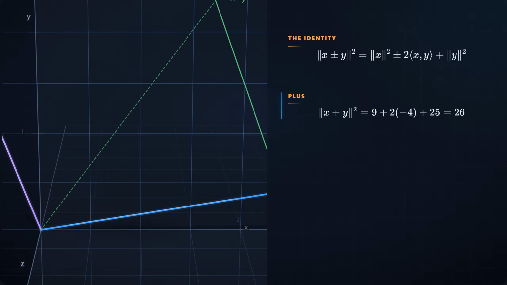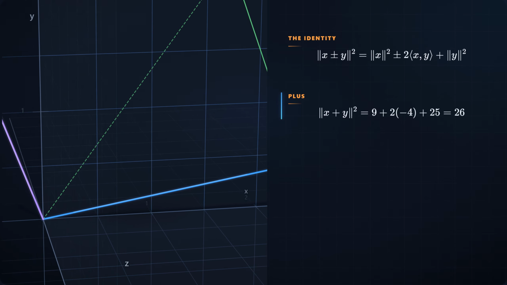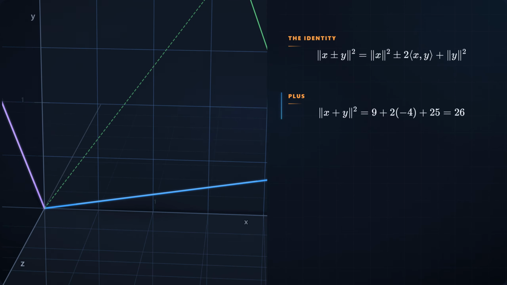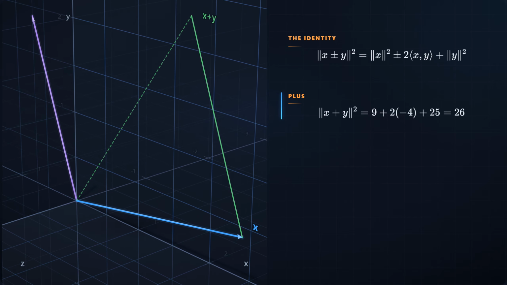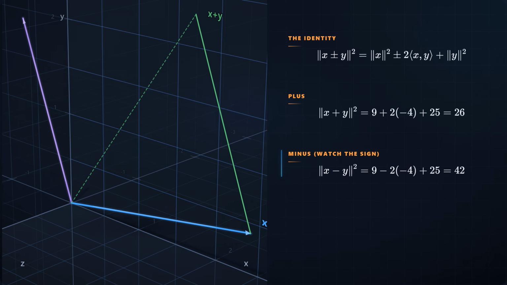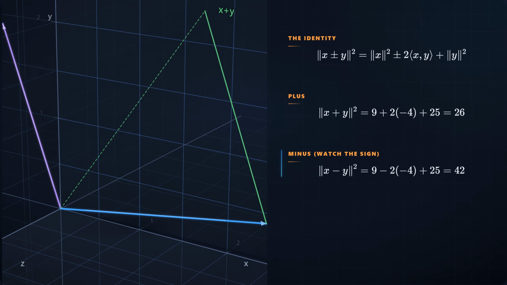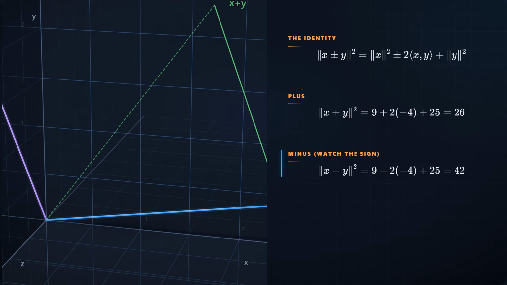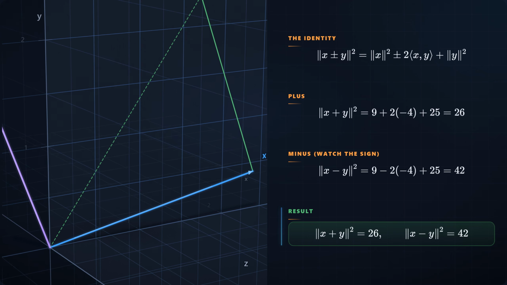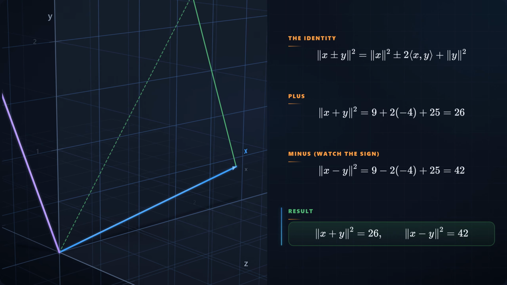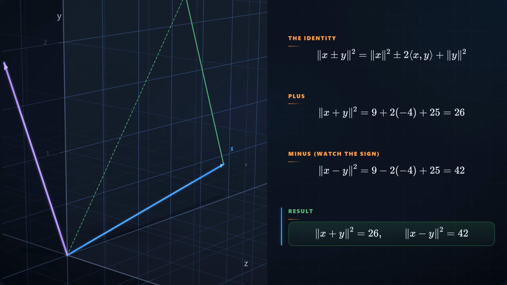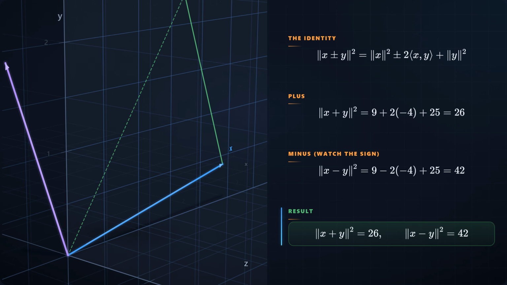For the plus, 9 plus twice minus 4 plus 25. That's 9 minus 8 plus 25, 26. For the minus, watch the sign carefully. Minus times a negative scalar product becomes plus 8. 9 plus 8 plus 25, 42. 26 and 42. The whole trick is that the cross term carries the sign of the scalar product, and here that product is negative, so subtracting the vectors makes them longer apart, not shorter.